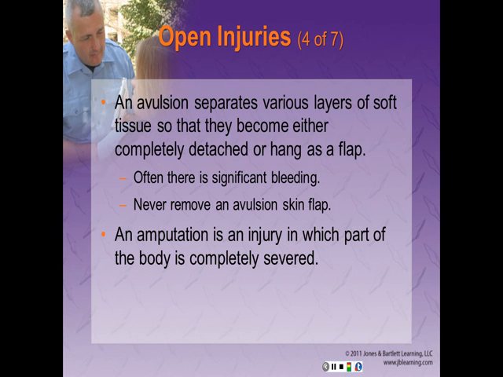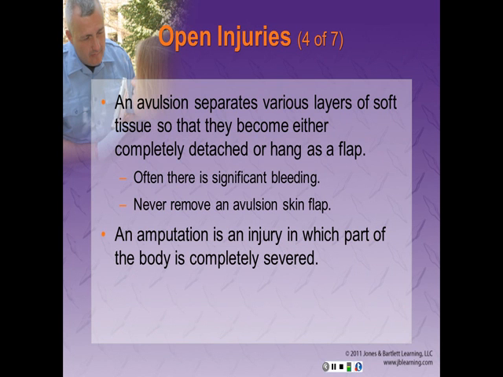An avulsion separates various layers of soft tissue, usually between the subcutaneous layer and the fascia, so that they become either completely detached or hang as a flap. Often there is significant bleeding, and you never remove an avulsion skin flap regardless of its size.